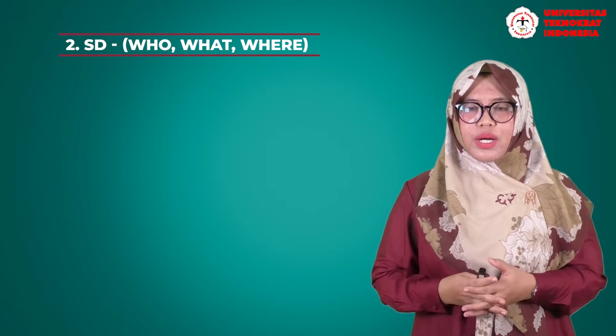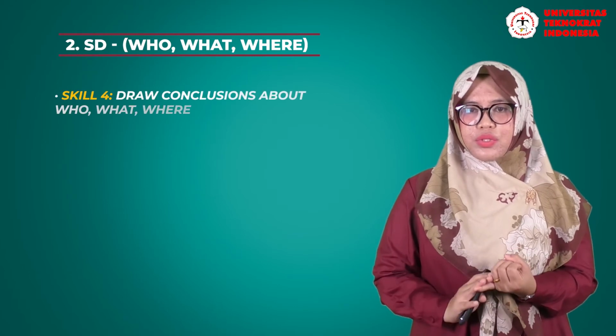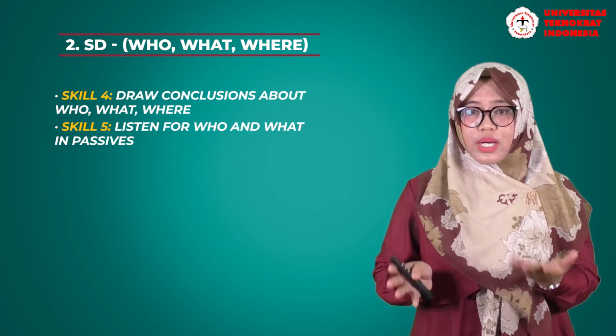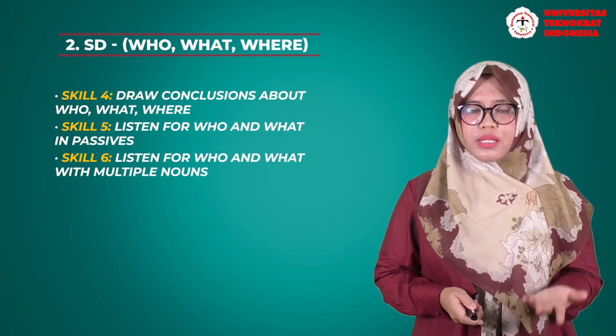The second strategy is short dialogues for who, what, and where. There are 3 skills in this strategy. The first skill is draw conclusions about who, what, where. The second skill is listen for who or what in passive. And the last, listen for who and what with multiple nouns.